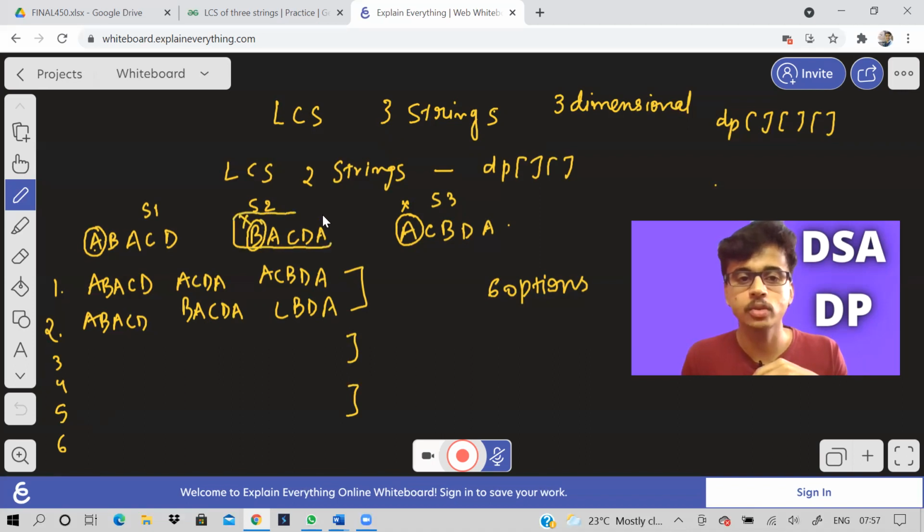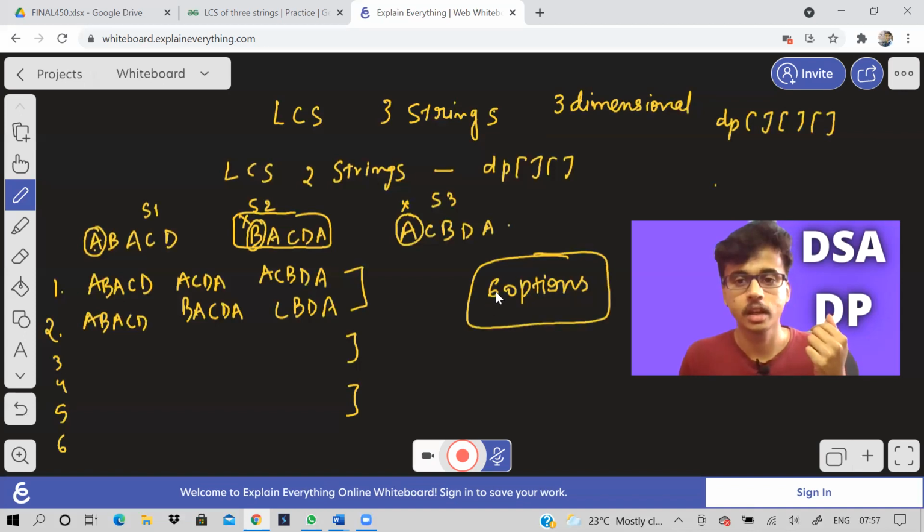This string S2 will be intact only, and we will remove one character and check for the remaining string in S1, and we'll remove another character from string S3 and we'll check for the remaining. So like this, we will get four options, two for each string. So just remember, here we are going to have six options. In LCS of two strings, we had two options. And all this is when the characters are not equal at that index.